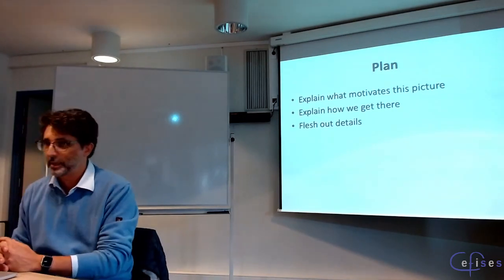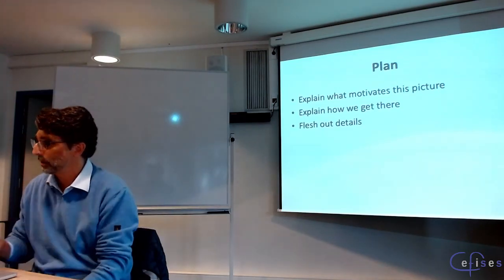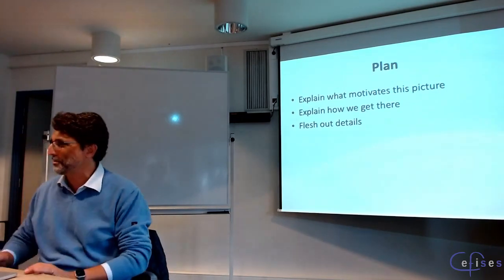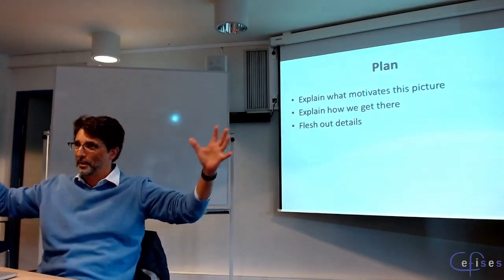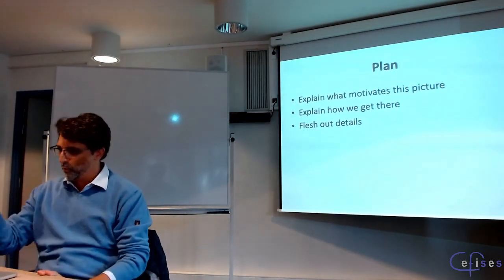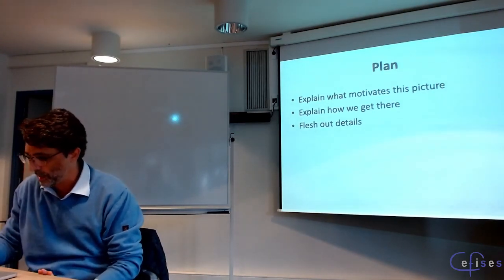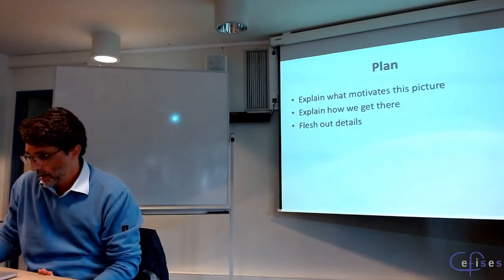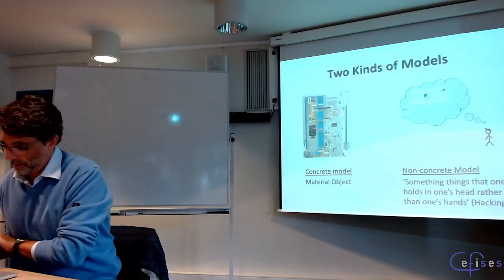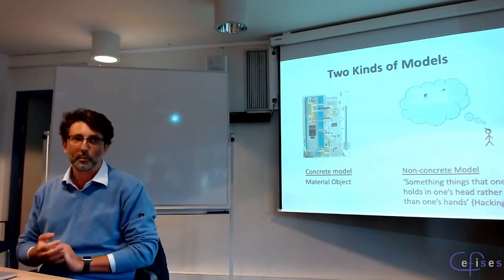I want to explain what motivates this particular way of thinking about models and representations. I want to explain to you how we get there, because there are a lot of boxes and concepts flying around. So why should one think about it in this way, and how do we get there? And I want to flesh out details. Now, in doing so, you immediately run up against a problem. Namely, there seem to be two different kinds of models, at least from an ontological point of view.